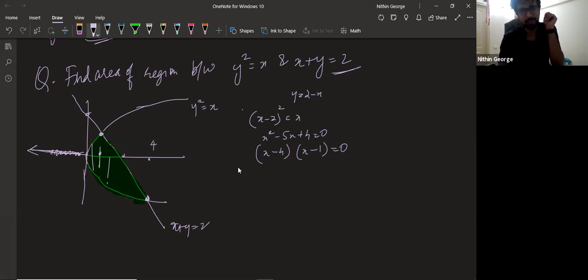The thing is, okay, the point 1 I can understand. From 1 till 4, if I do this upper minus lower, upper is the line 2 minus x and lower is the curve. Which one? Root x, right?